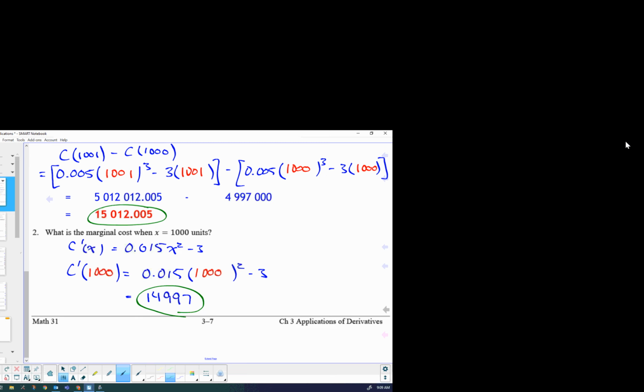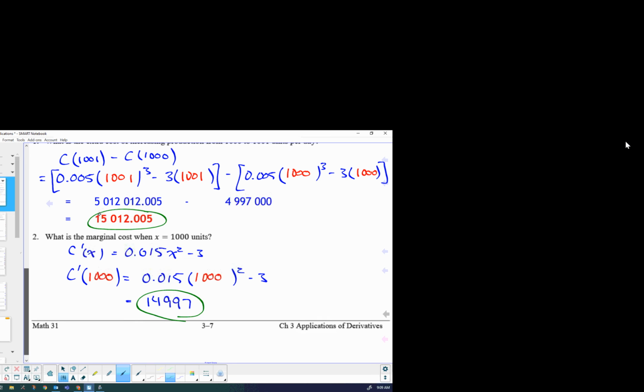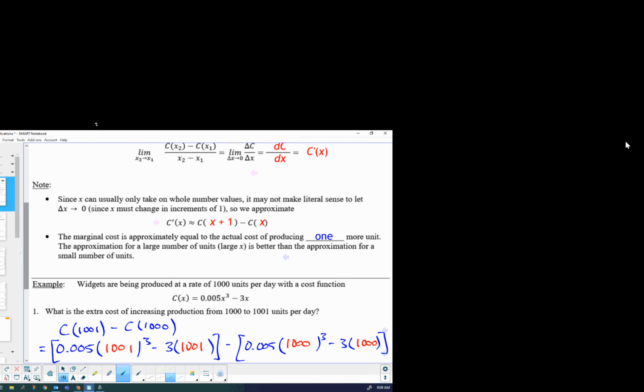Oh, so what we did is we found the actual cost. So what we did is we did this much for question one, and we did this for question two, just to see the numbers are fairly close. They're not exact. The bigger the number would be, like if we did 10,001 and 10,000, it would be even closer together. And the marginal cost is slightly different because we can't actually expect that. That's right. So our change in the number of units cannot approach zero. It has to be discrete values.